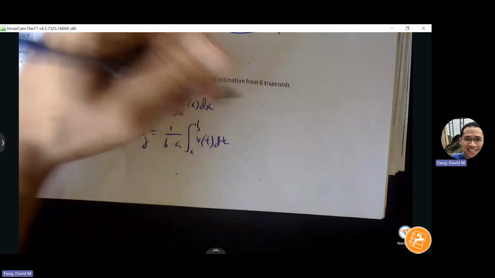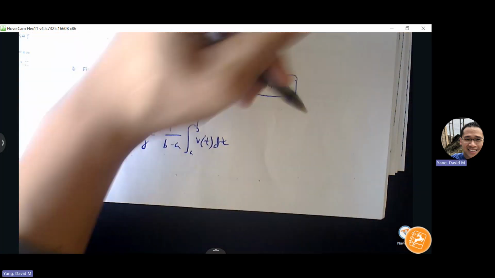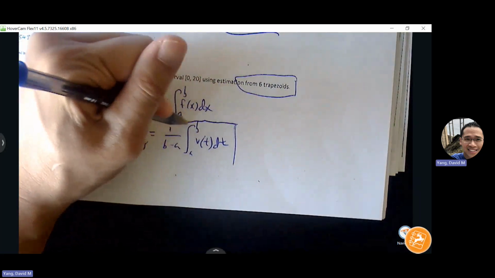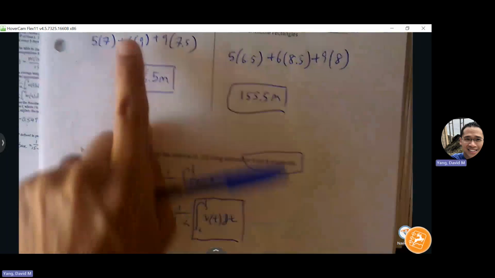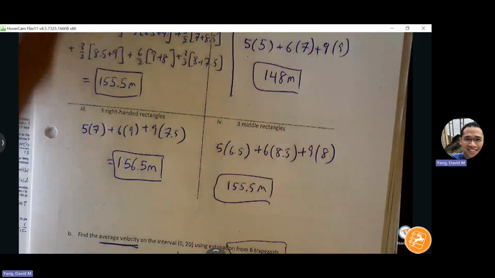So it says using the 6 trapezoids. So I can replace this with what? Yeah, the trapezoid approximations, right? 155.5.